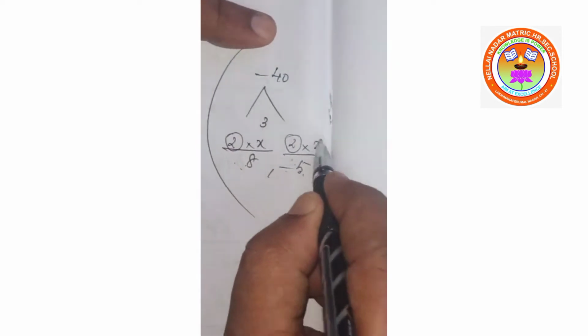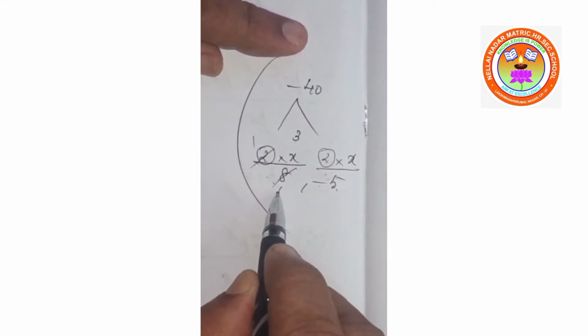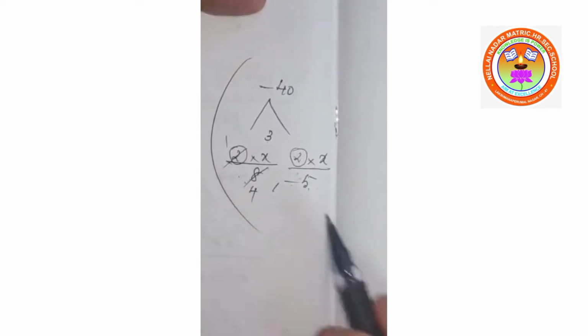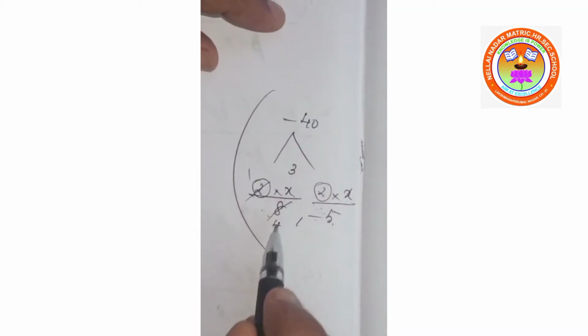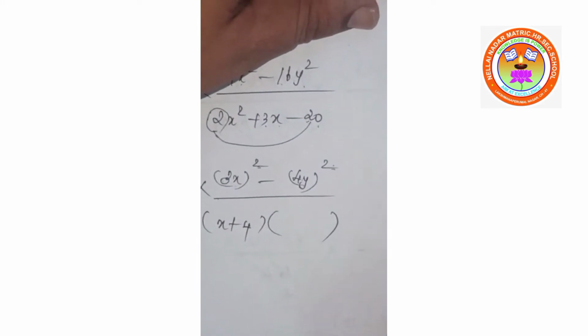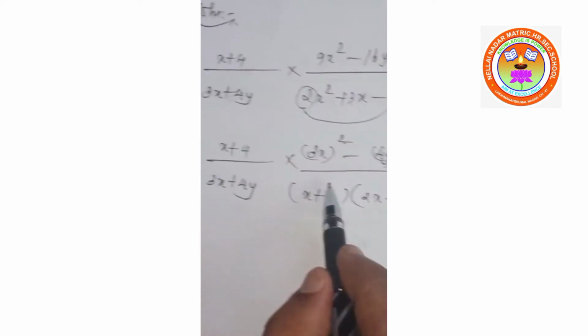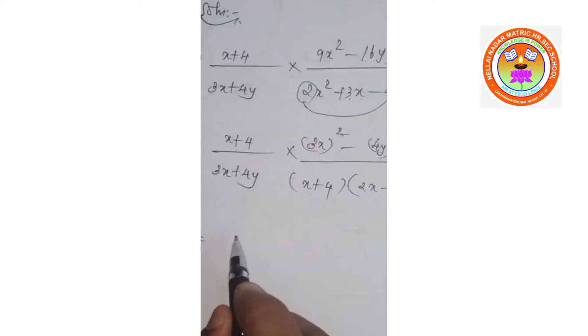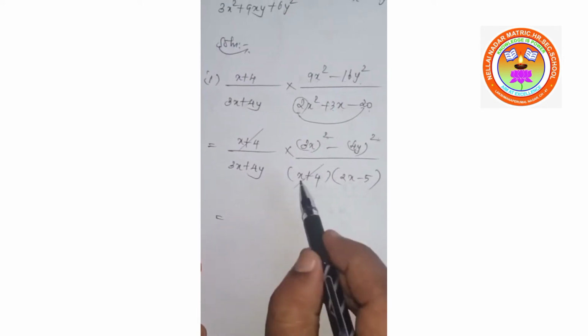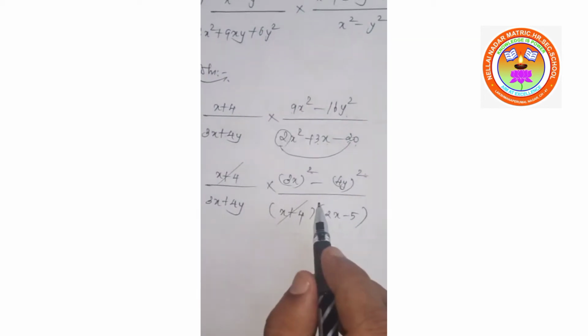Write x. If it is possible, you can simplify 2 table 1 time and 4 times. Here 2 and 5, no chance of cancelling. So 1 into x plus 4, this is one factor. 2 into x, 2x minus 5 is another factor. So you can cancel x plus 4. So only 3x squared minus 4y the whole square in the numerator.